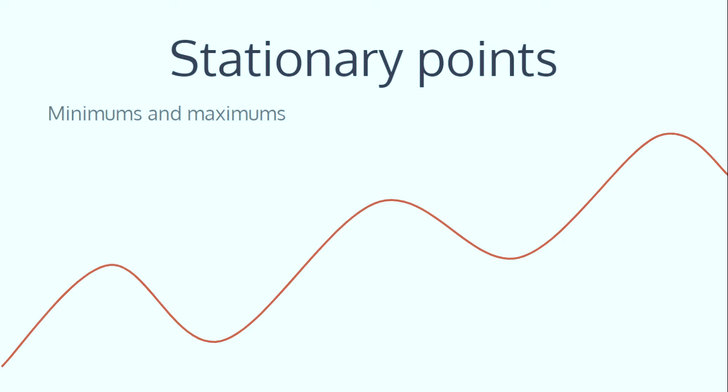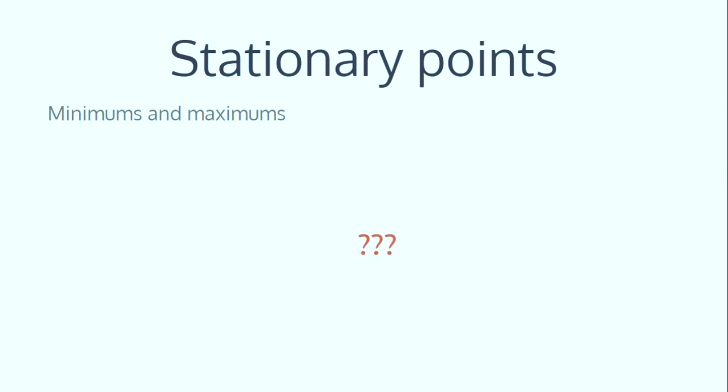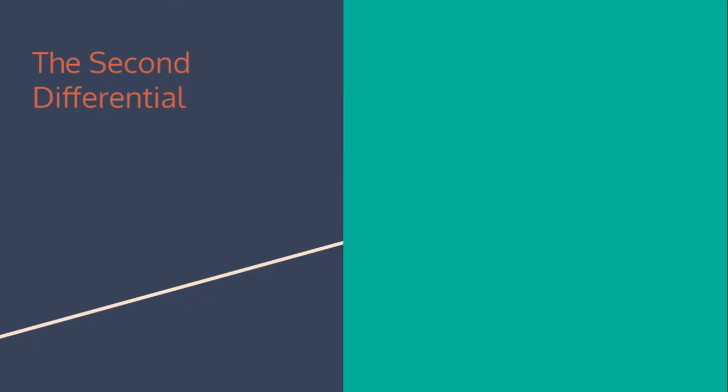You can tell which is which by looking at them on a graph. But what if you don't have the graph? You could draw them, but there is a different way to tell which it'll be. The second differential. The second differential isn't that hard to understand. You just take your differential and differentiate it again.